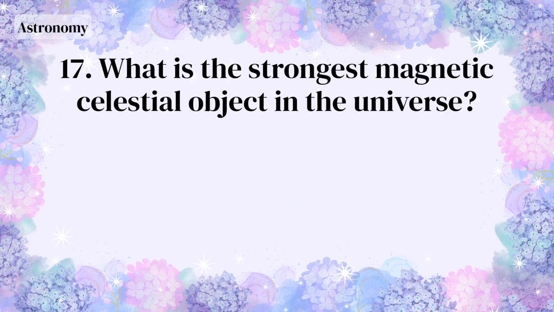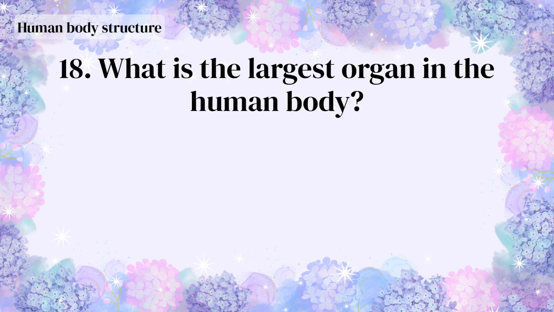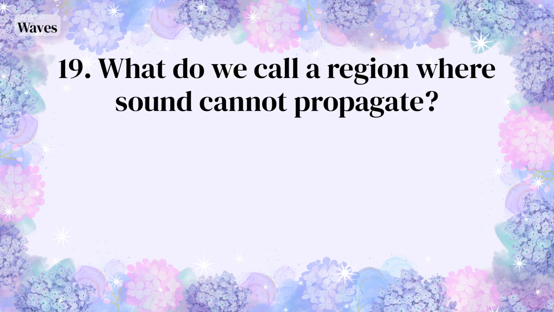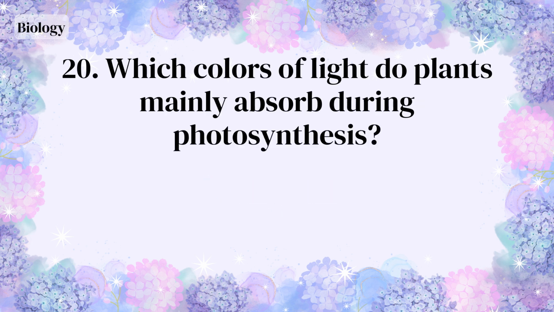Friction. What is the strongest magnetic celestial object in the universe? Magnetar. What is the largest organ in the human body? The skin. What do we call a region where sound cannot propagate? A vacuum. Which colors of light do plants mainly absorb during photosynthesis?